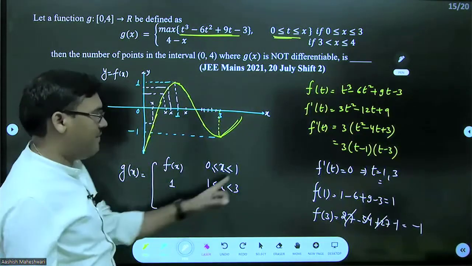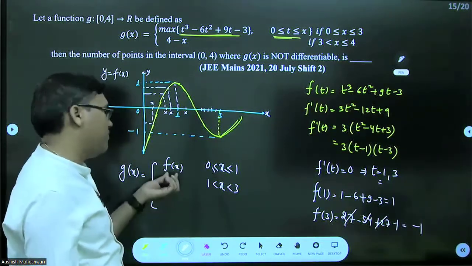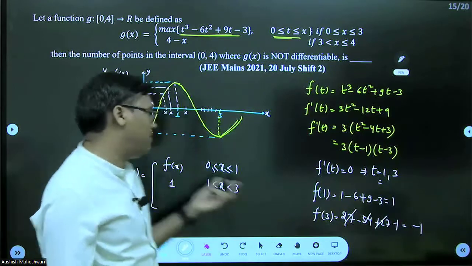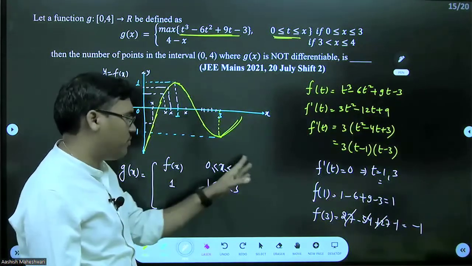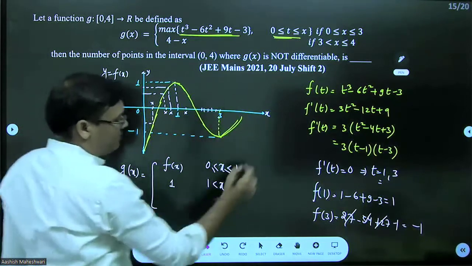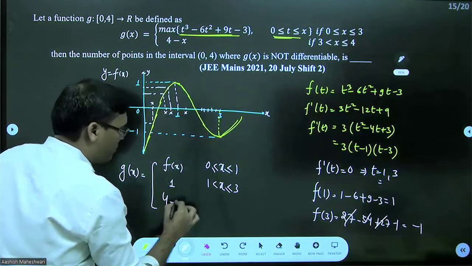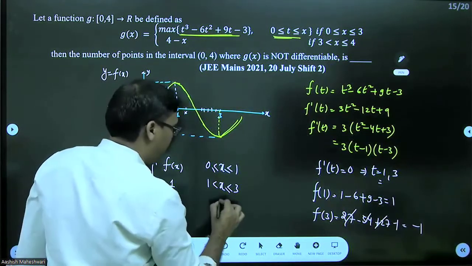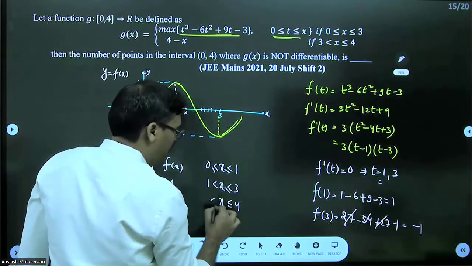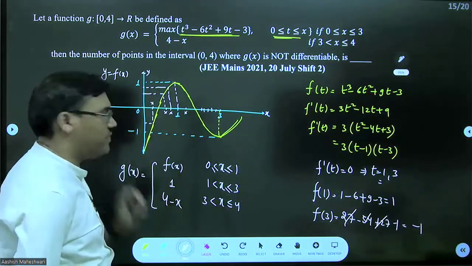Correct? Why have I taken equality here? You can take equality here also, because ultimately f(1), the value at x equal to 1, will be equal to 1 in both cases. So you put it here or here, ultimately it will not affect. And so we have defined till this, and now the third is 4 minus x, for x between 3 and 4. So this is how we can define this function g(x).